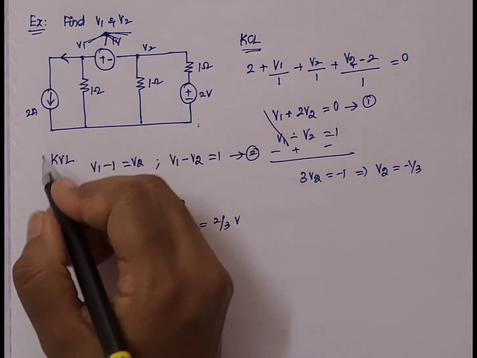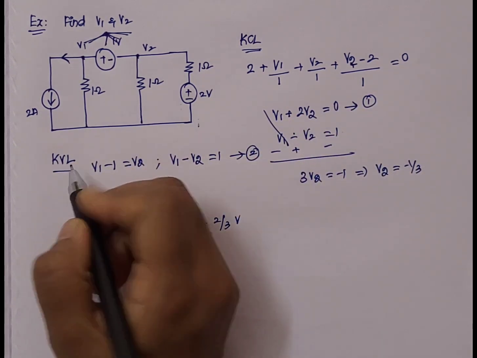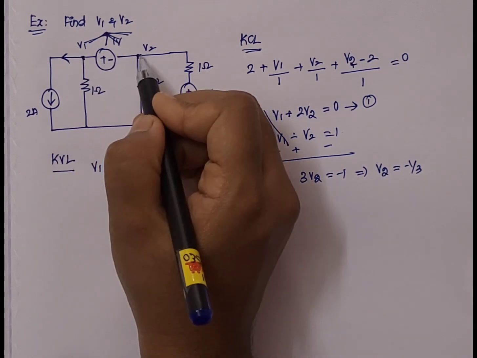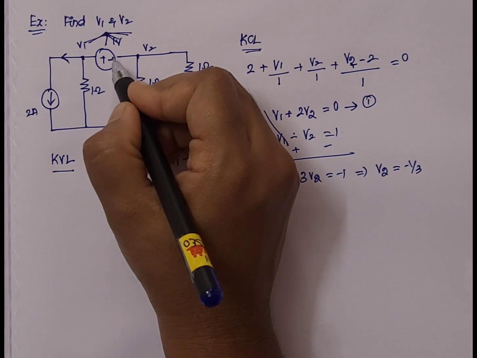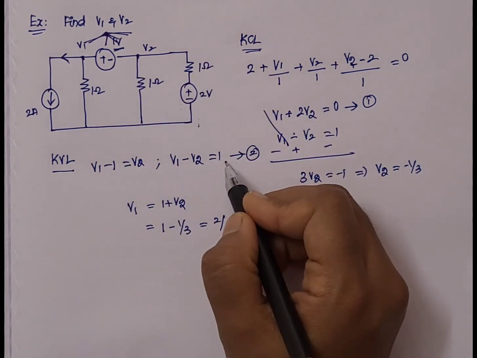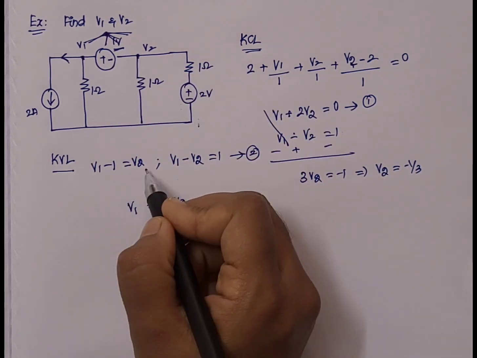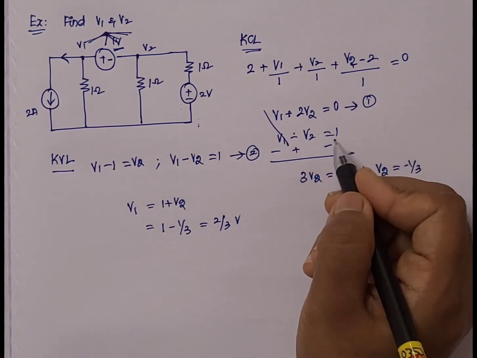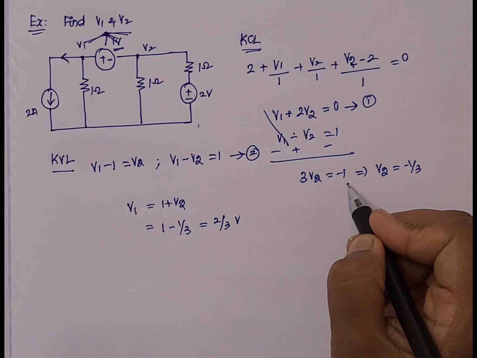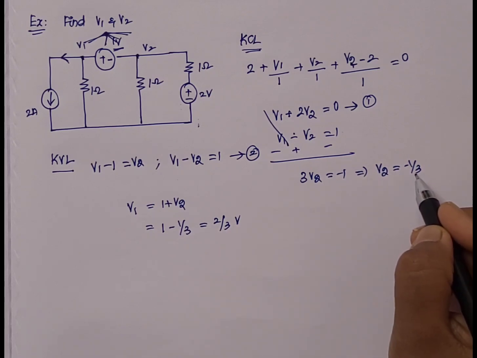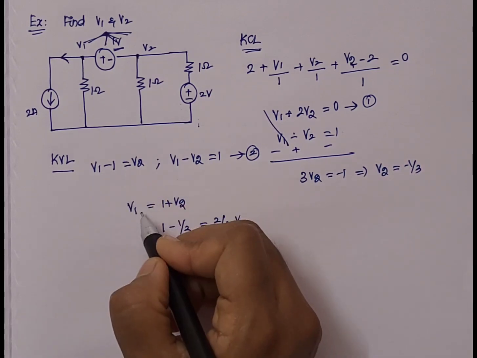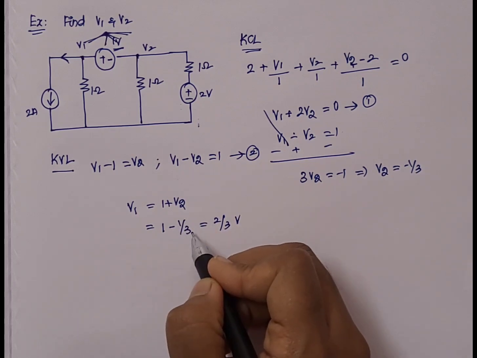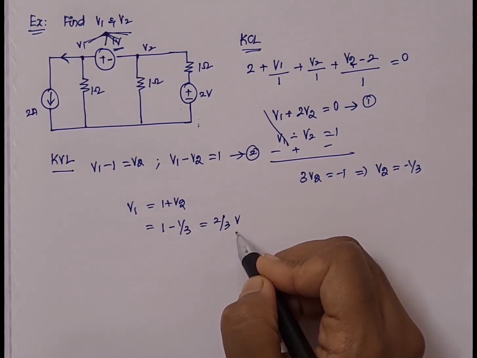Now next we have to apply KVL at the supernode junction. So at this particular junction, the value of V1 minus V2 will be equal to the given value of the voltage source, which is 1 volt, or we can write it as V1 minus 1 is equal to V2. Let this be our second equation. Solving 1 and 2, we will get 3V2 equal to -1 and V2 equal to -1 by 3. The value of V1 from the second equation is 1 plus V2. Substituting that over here, we will get 1 minus 1 by 3, which is equal to 2 by 3 volt.